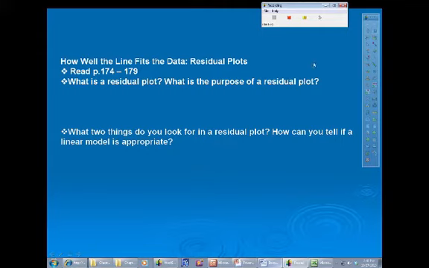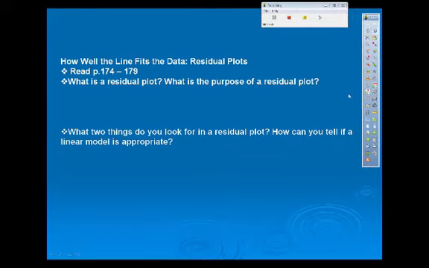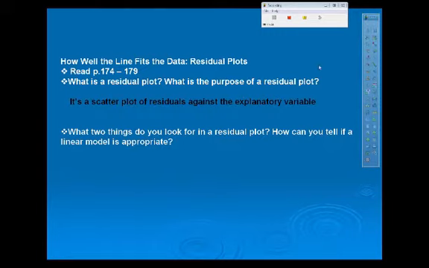So what is a residual plot, and what is the purpose of a residual plot? A residual plot is a scatter plot of residuals against the explanatory variable. So we're going to make a scatter plot, but instead of the response variable, we're going to use the residuals. And it helps us to assess how well a regression line fits the data.